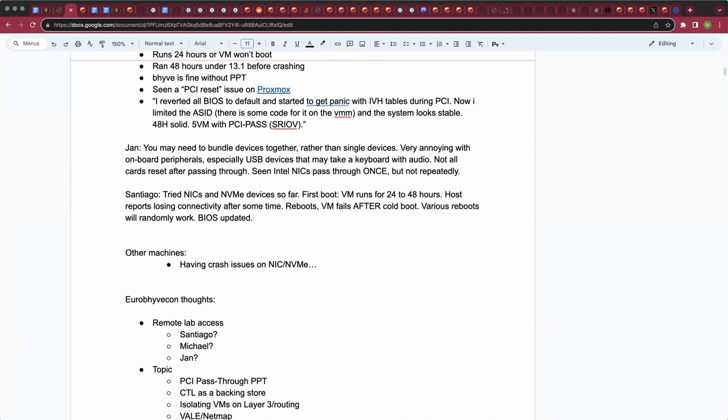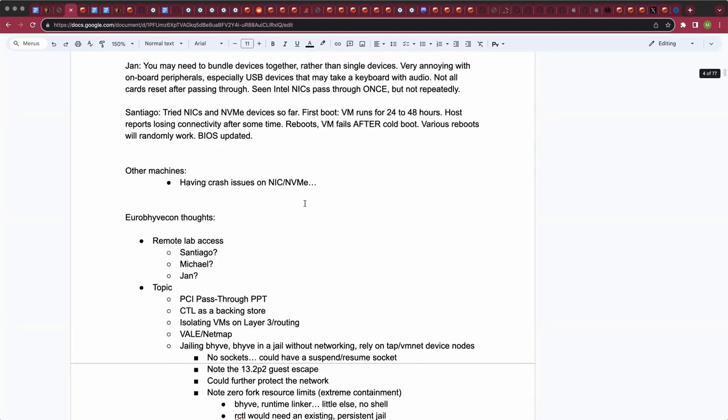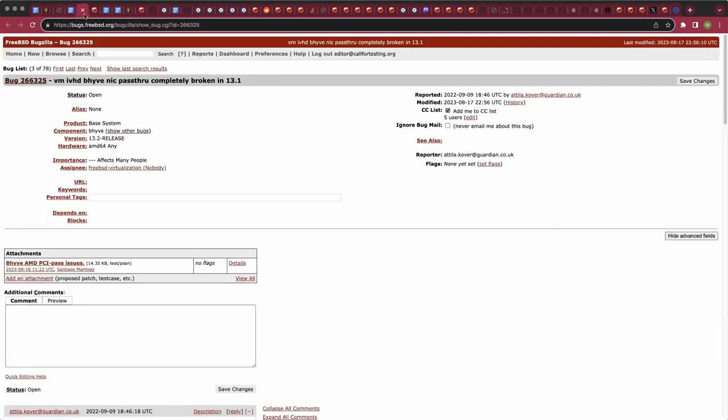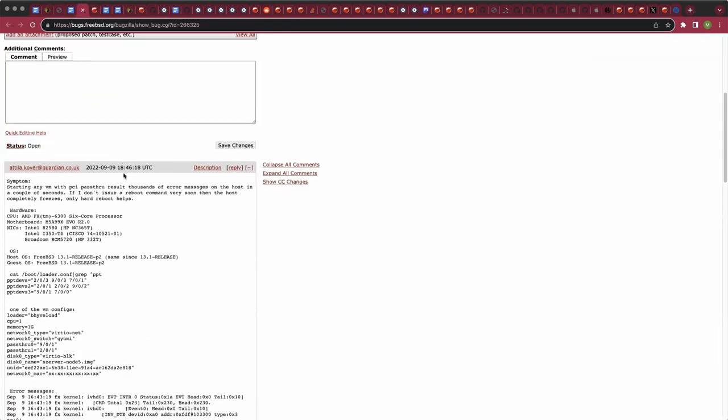Yeah, look, I don't know, Michael, if you want to open the bug ID, there is somebody else having the same issue with FreeBSD bhyve, and also people from Proxmox who were complaining about AMD Rome CPUs having the same issue. Okay, they mentioned something about a reset.